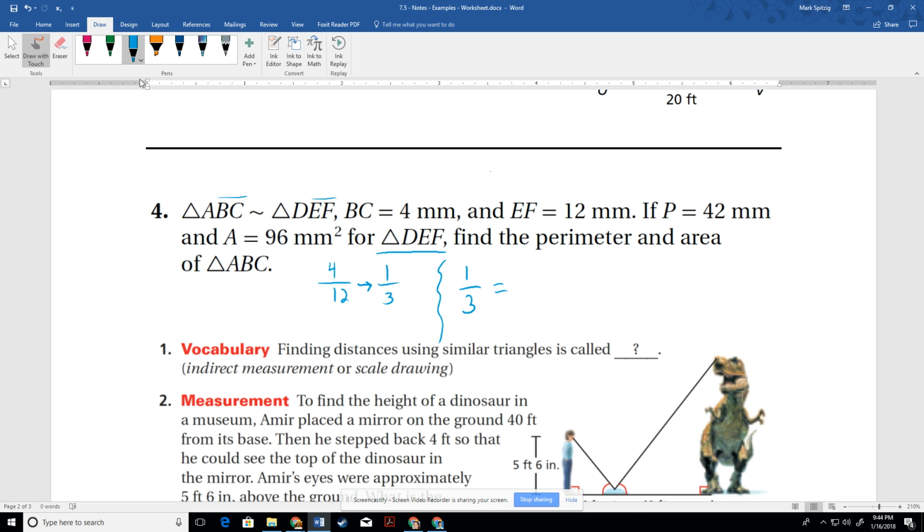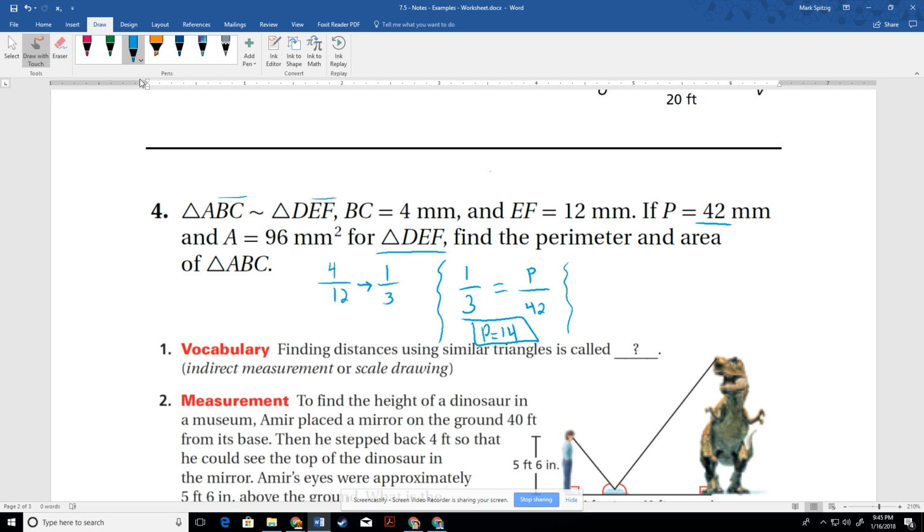So I can say, all right, well, the perimeter of the larger one is going to be 42. So to find the perimeter of the smaller one, we can cross multiply and solve there. So in this case, it's going to be 42 divided by 3, which is just 14, right? So the perimeter of the smaller one is going to be 14. And that makes sense because 14 over 42 is a 1/3 ratio, and that is good.